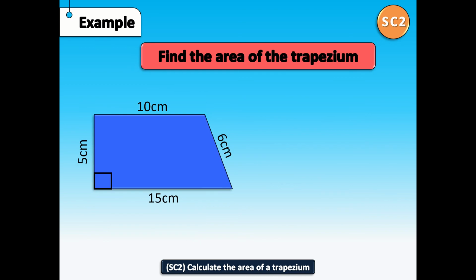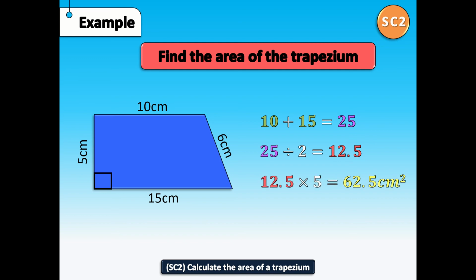Here's another question. So we want to find the area of this trapezium. So we add together the parallel sides, so that's 10 and 15, so 25. Then we divide that by 2, so that's 12.5. And then we times by the distance between the parallel sides, so that's going to be 5 centimeters. And that's 62.5 centimeters squared.